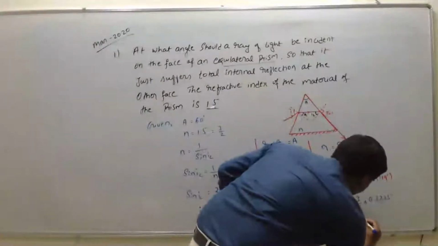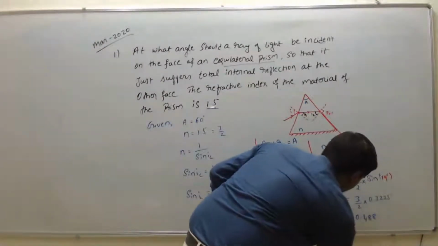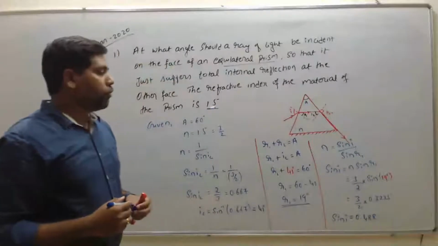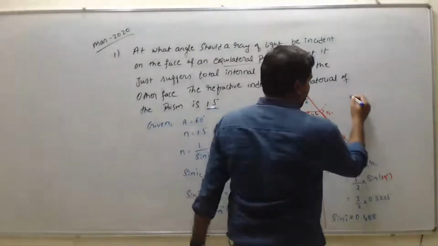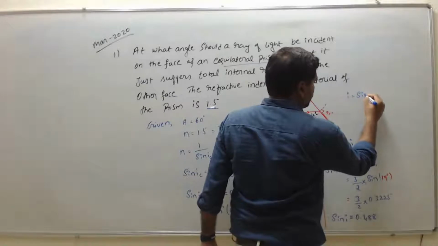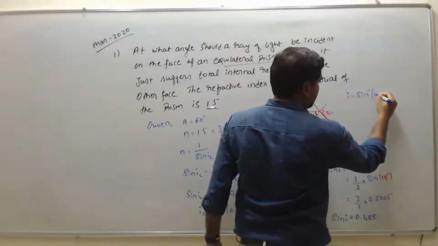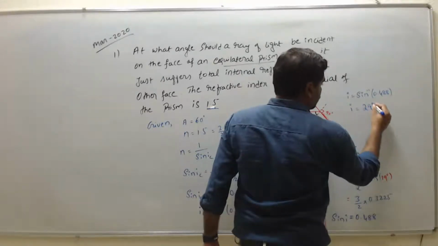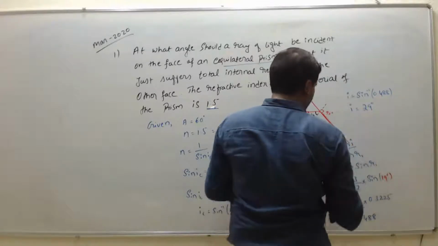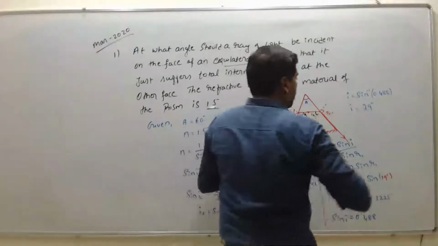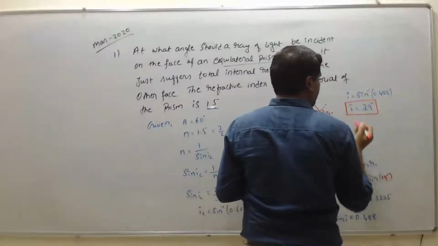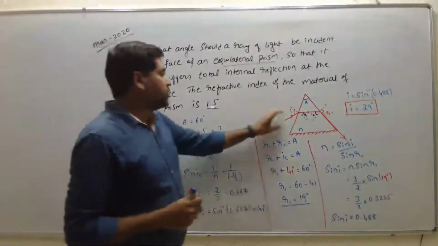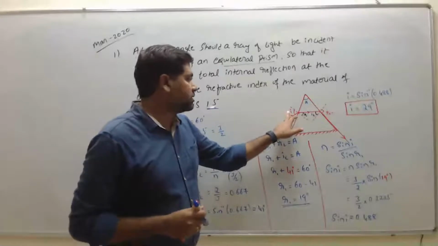We get 0.488, that is sine i. Sine i is equal to 0.488. We need the value of i, so i is equal to sine inverse of 0.488, then the angle is approximately equal to 29 degrees. This one also we find out by using the sine table. So the final angle of incidence i is 29 degrees. This one is the final answer. That is, we need to calculate the angle of incidence i.